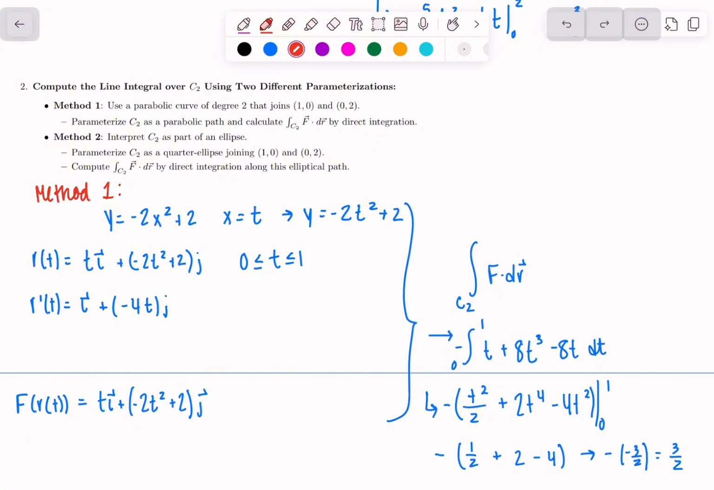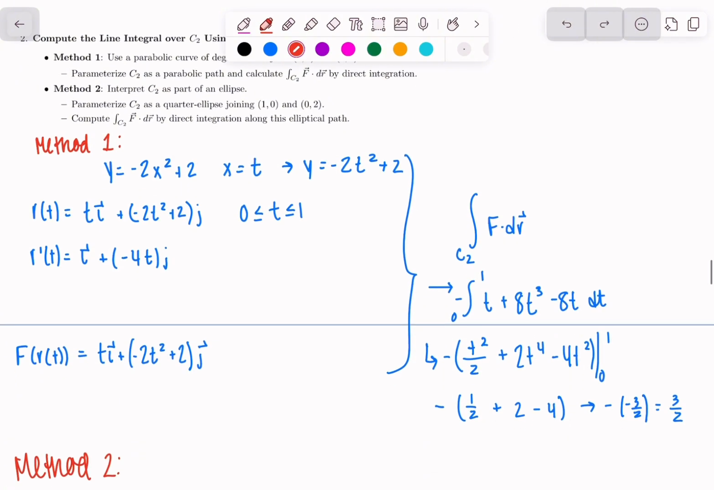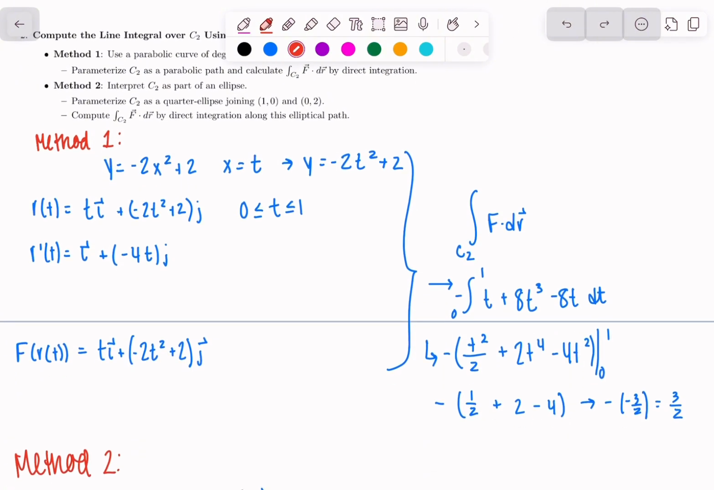Plug in t for our x, and then we're going to get our r(t) value, which is just adding our x and y components. So our x is equal to t and our y is equal to -t squared plus 2. So we plug that in for r(t). I also set the bounds from 0 to 1 for t. Take the derivative, do f of r(t), kind of getting repetitive, but a very similar process. These are just the steps that you have to use to parameterize and calculate the line integral.